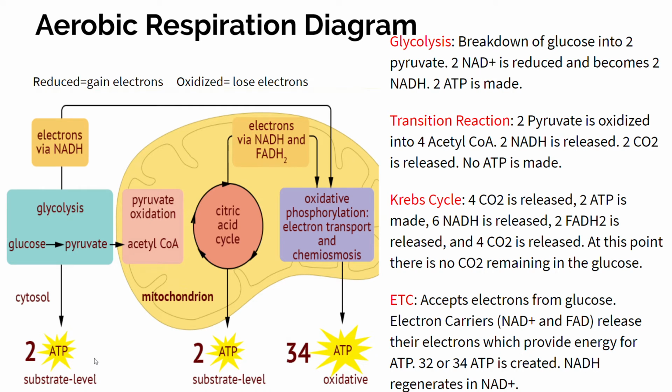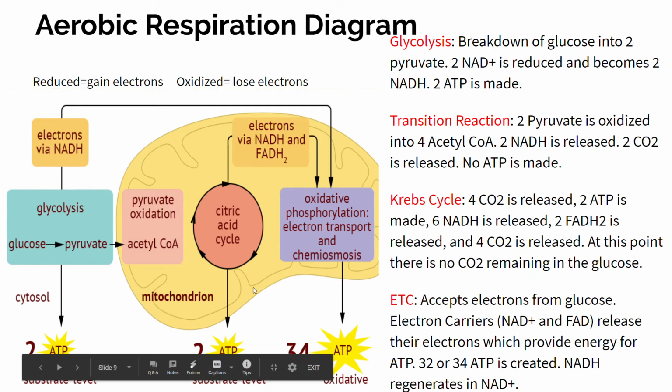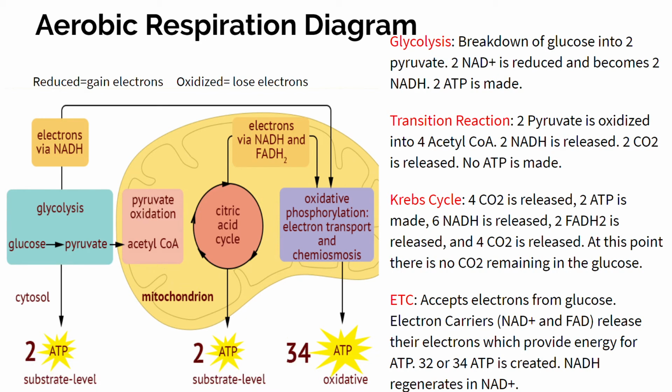Aerobic respiration diagram, I put it to the left. It basically is showing you guys that the first step, which is glycolysis, is the breakdown of glucose into 2 pyruvate. 2 NAD plus is reduced because it gains electrons, and then it becomes 2 NADH. I know you can't really see that. And then 2 ATP is made in glycolysis.